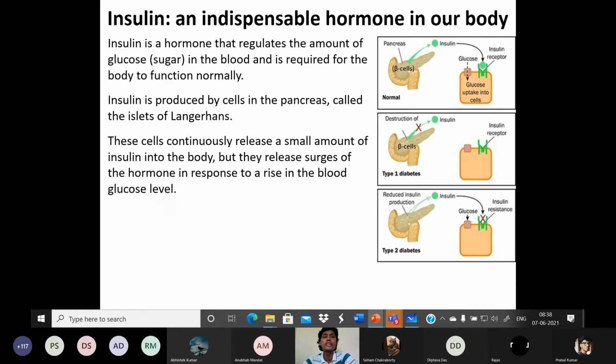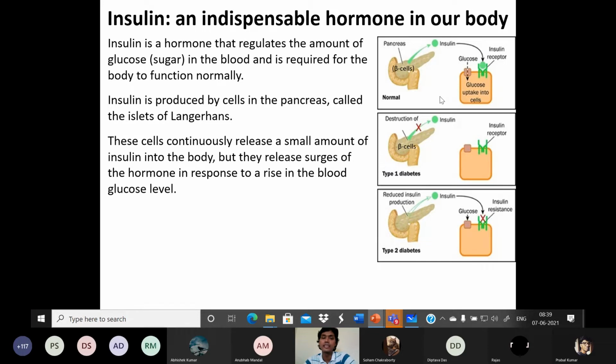Now, insulin is an indispensable hormone in our body. I already discussed a little bit about insulin. Here you can see this is the pancreas, and from the pancreas insulin is generated, and insulin binds to the insulin receptor, which is present in our cell. The insulin receptor is another protein. When the interaction happens, glucose gets transported inside the cell, and that provides energy.